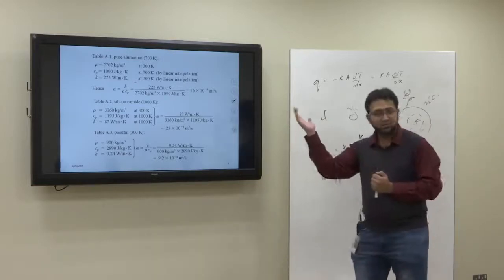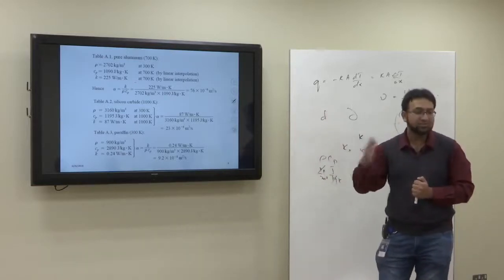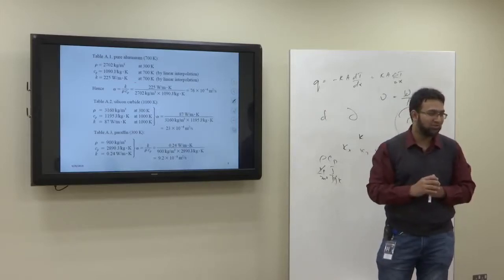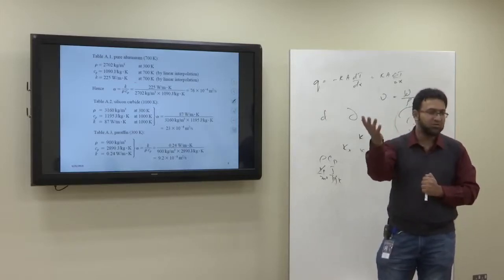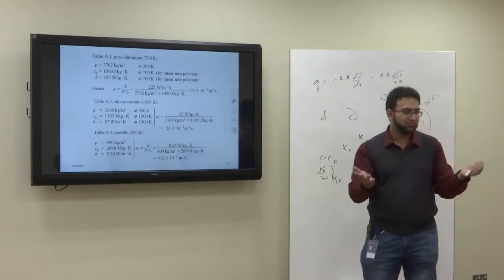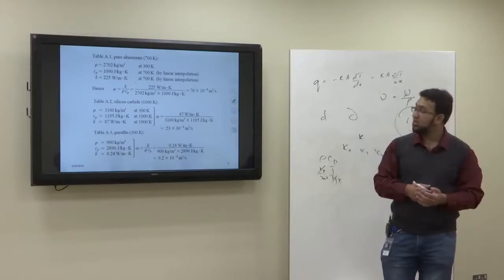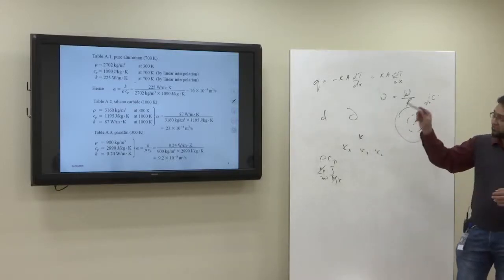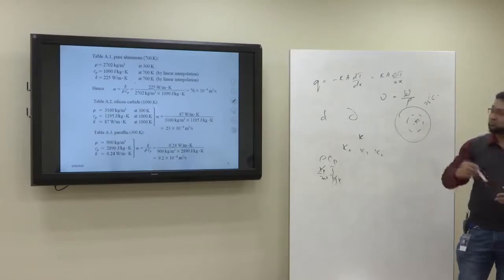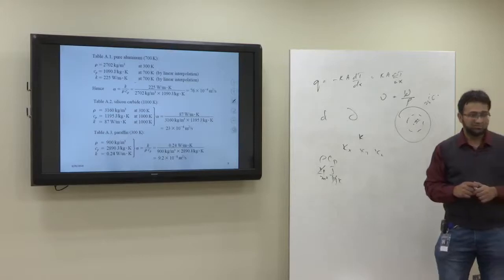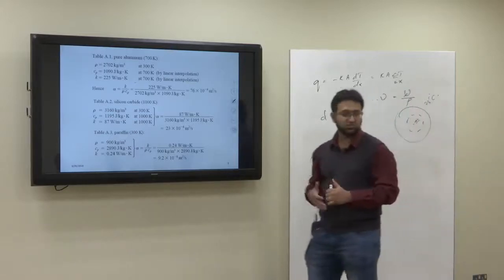And also the values are not given. But this is not an excuse that the value is not given, that's why I'm going to take it at 300. You need to have a logic behind it. And the logic is that this is solid, and for solids, change of density with temperature is negligible. Yes, change of Cp with temperature is considerable. Also K will change with temperature. Okay, but change of rho is negligible.